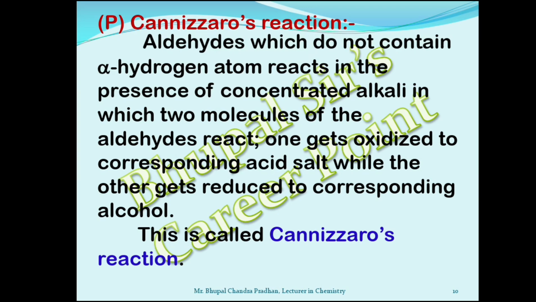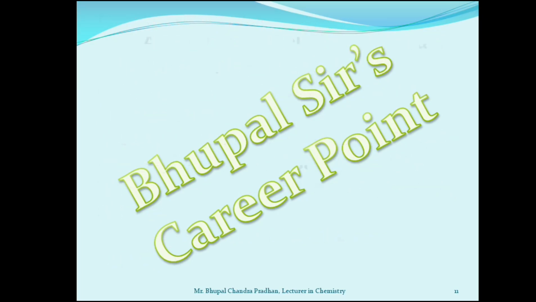Two molecules of aldehydes containing no alpha hydrogen atom, when they react with concentrated alkali like NaOH or KOH, then one of them undergoes oxidation to give the corresponding acid salt and the other undergoes reduction to give the corresponding alcohol. This reaction is called the Cannizzaro reaction.